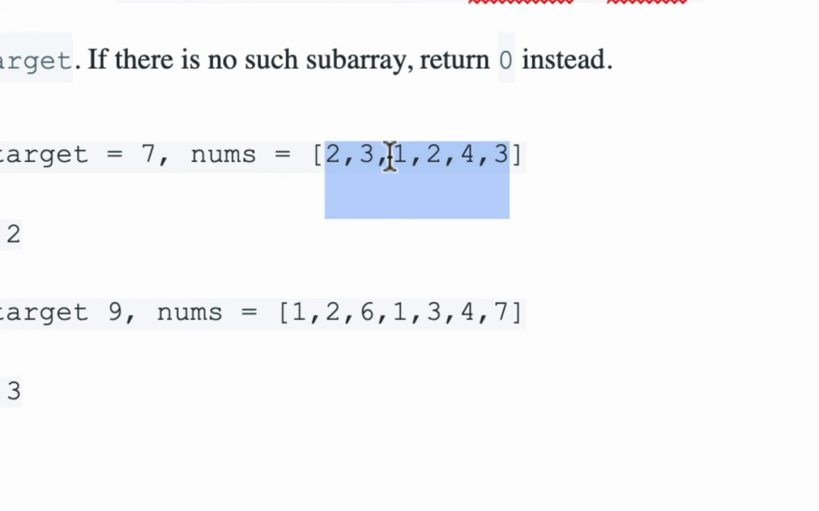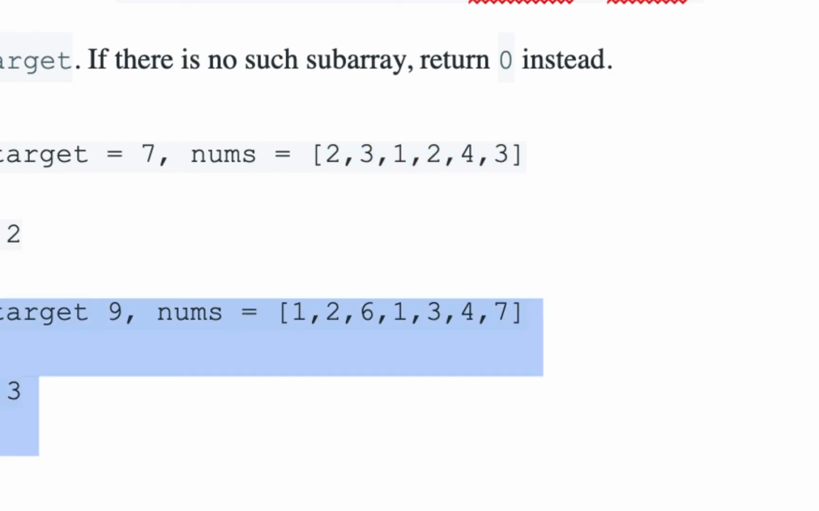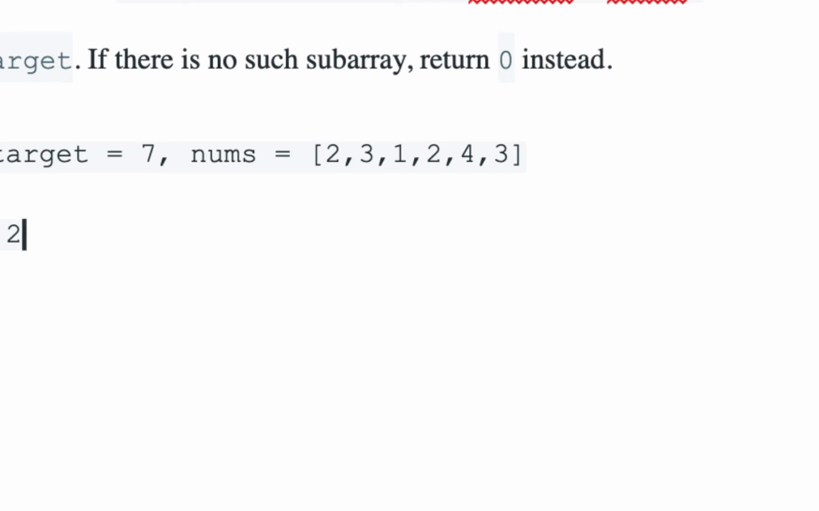You can easily come up with a naive solution. The naive solution is you just have two nested loops, and then you get a big O of n squared complexity. But we are going to solve this with a sliding window pattern, and this is how it's going to work. I'll just use this example.